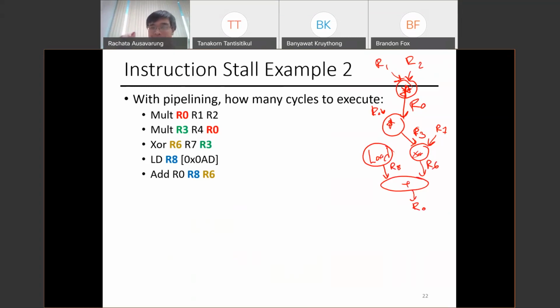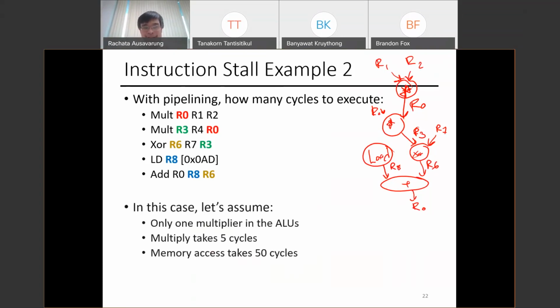It means that there is a dependency. The first multiply generates R0, which means that the second multiply has to wait until I know exactly what R0 is. It has to wait, right? So let's assume this. Let's assume memory access is 50 cycles. But okay, let's still make sure that we assume fetch is 1 cycle.